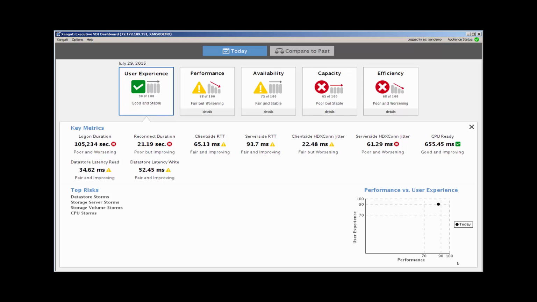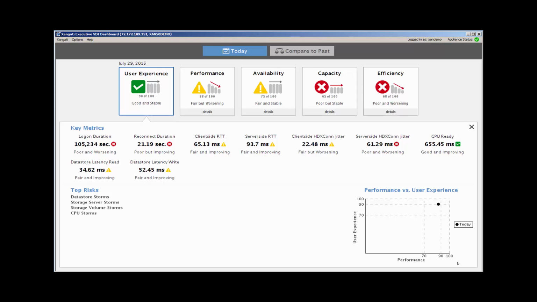Some of the top risks happening in the environment right now are data store resource contention storms. There have been some storage server storms, some storage volume storms, and a few CPU storms as well. Now, we're not going to go into the detail of those in an executive dashboard. Other parts of the Xangati product are used to really go in and see what's going on with those things.